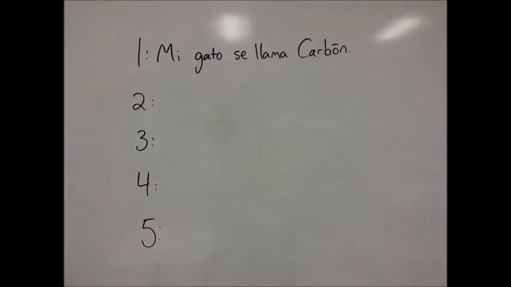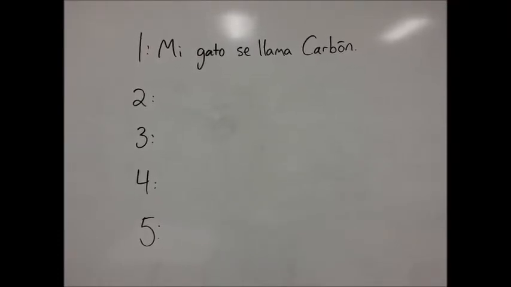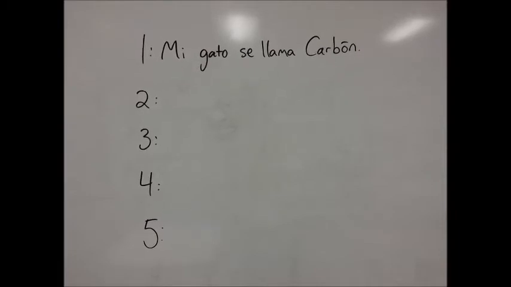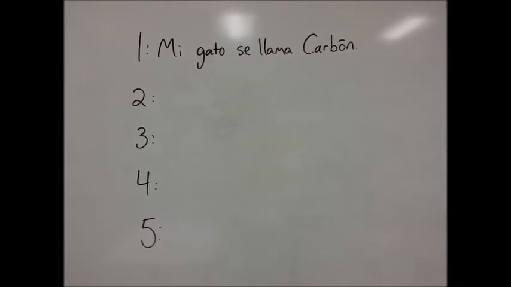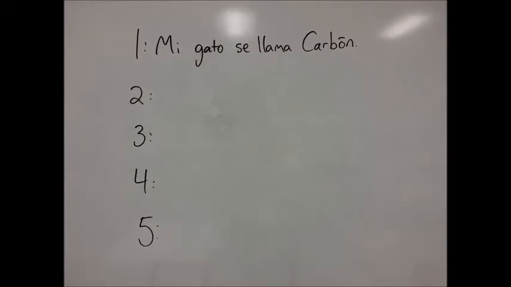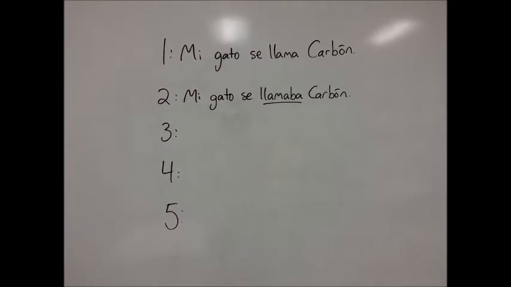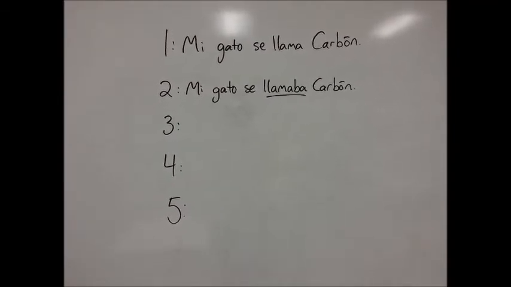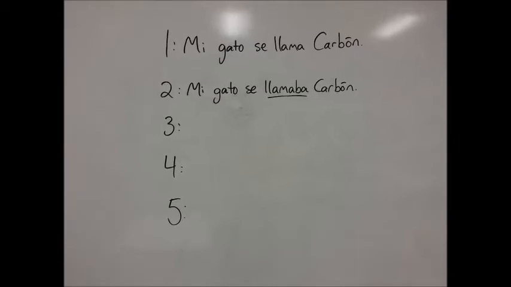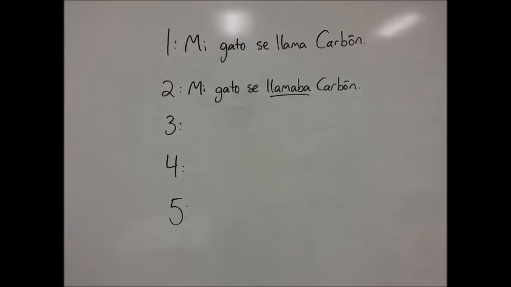It's possible to change a sentence from one time to another. For example, here's a sentence in uno punto punto. Mi gato se llama Carbón. It's in the present tense, but I could change this sentence to all the other forms. So let's change the sentence to dos punto punto el pasado. In dos punto punto, the sentence is mi gato se llamaba Carbón. Uno punto punto is talking about a cat in the present, while dos punto punto is talking about a cat in the past.